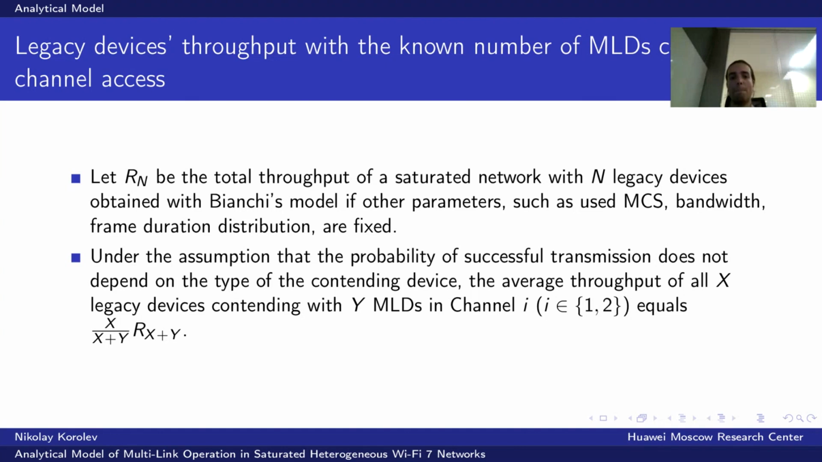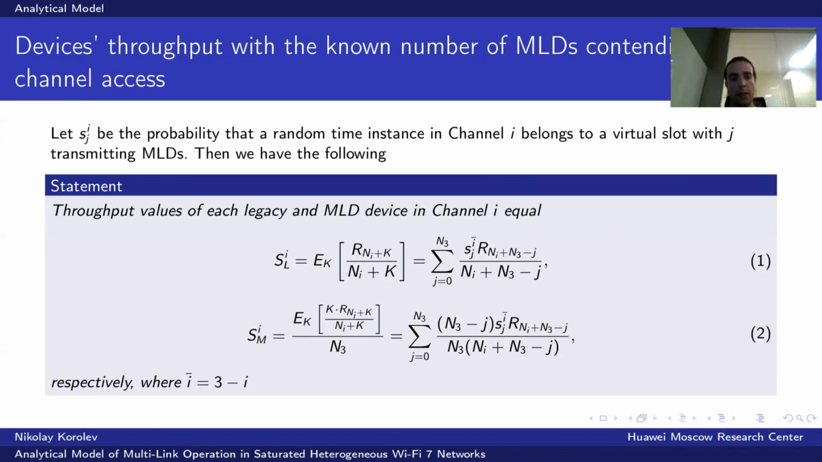So under such assumption, we can say that the total throughput of all X legacy devices which contend with Y MLDs in channel i, in our case i can be 1 or 2, equals just X over X plus Y multiplied by R of X plus Y. Let's move on. And here we introduce one of the main probabilities.